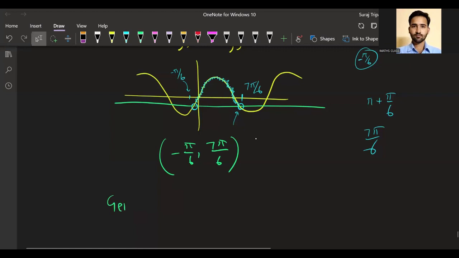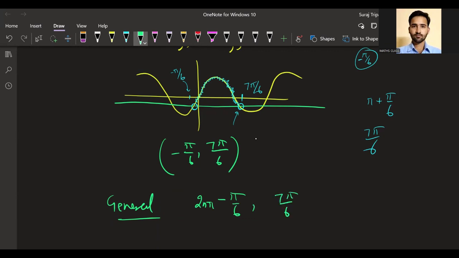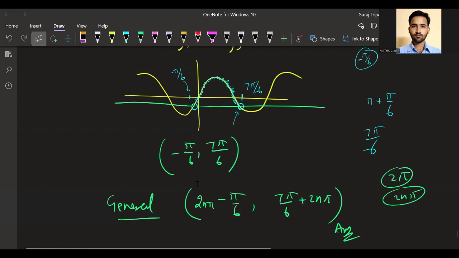So for general solution, what we have to do? We have to add the period of this sin x function both sides. So this will become 2n pi minus pi by 6 to 7 pi by 6 plus 2n pi. So period is 2 pi, so only we have to put here 2n pi. This is the general solution, and this is the answer. This is the domain. Any doubt? No, sir.